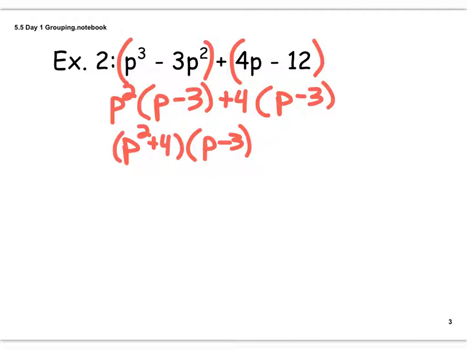Now, when we have to factor further, I think some students confuse this piece here as a difference of squares. This can't be factored any further. If this was a minus sign, however, then that would be a difference of squares, and it would be p minus 2 multiplied by p plus 2, but we don't have a subtraction sign right there. So we're simply done.